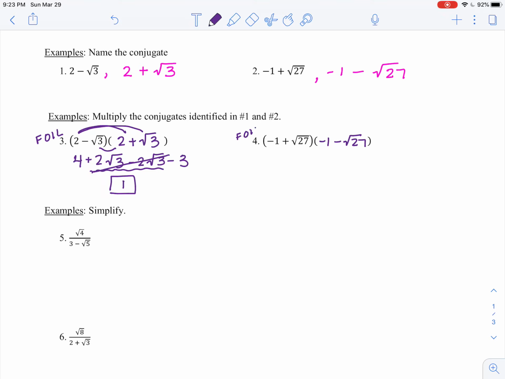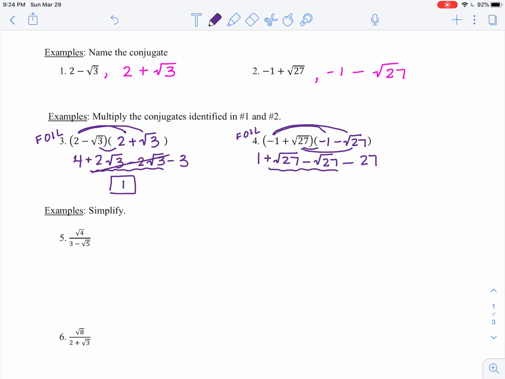Again, we're going to FOIL because we're multiplying two binomials. For the first two terms, -1 times -1 is +1. For the outer terms, -1 times negative square root 27 is positive square root 27. For the inner terms, square root 27 times -1 is negative square root 27. And for our last terms, positive times negative makes negative. Square root 27 times square root 27 is a plain old 27.